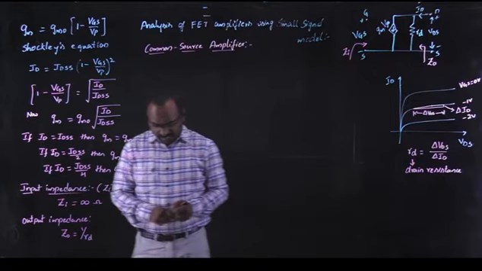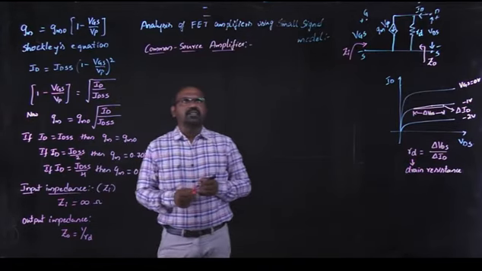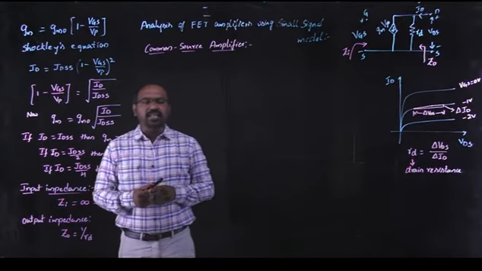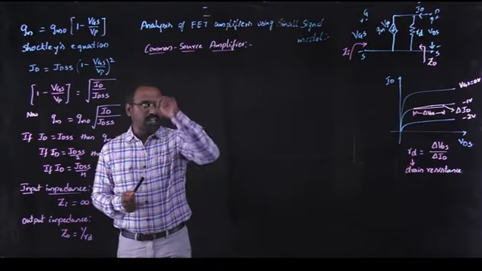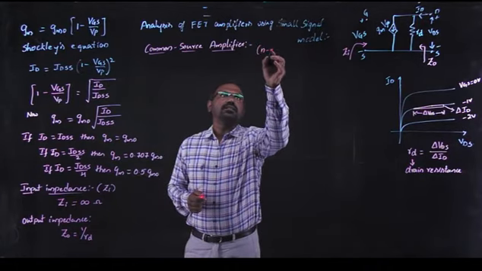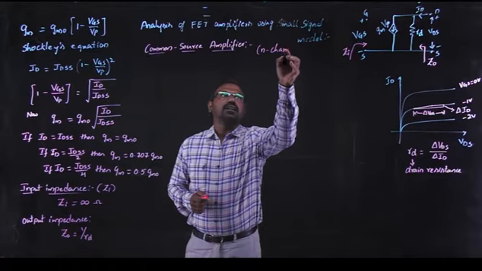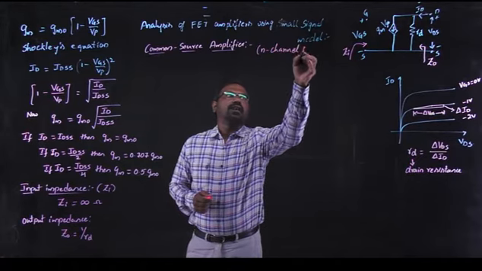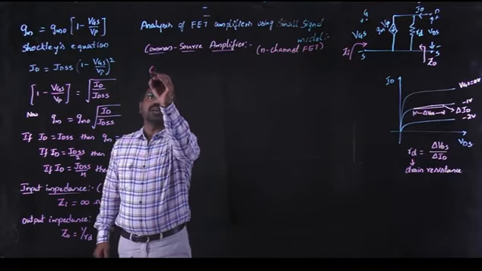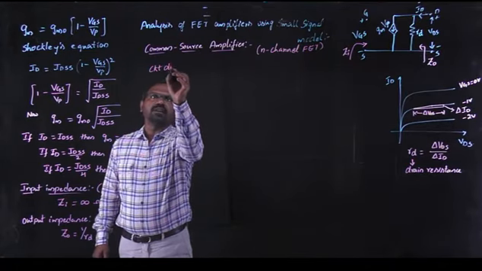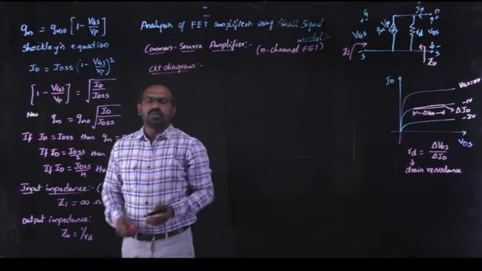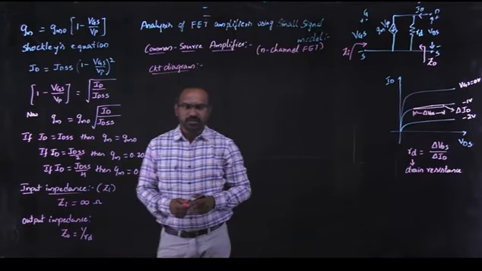So take the circuit diagram for the fixed bias configuration common source amplifier. Here I am using an N channel FET, field effect transistor, in the common source amplifier. So take the circuit diagram of the amplifier first. Later we are going to analyze it using the small signal model.